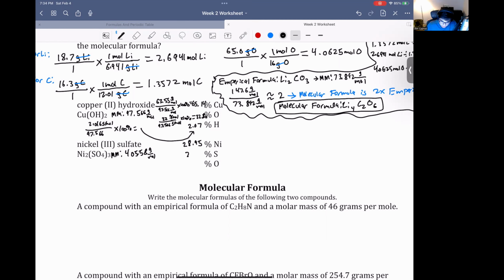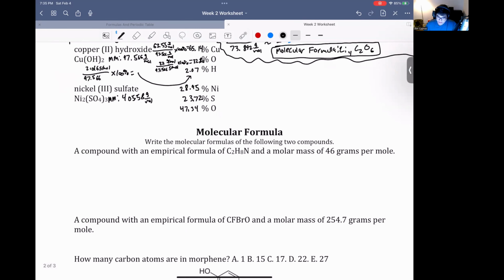This ends up being 23.72%. And then lastly, for the oxygen, you get 16 times 4 times 3, right? There's 12 oxygens in total, divided by 405.58 times 100. So you should end up getting 47.34% oxygen. And that's it for this one. Again, it was the same process as the last one. If you're having trouble, I'd recommend just writing it out. It's going to be the same process.